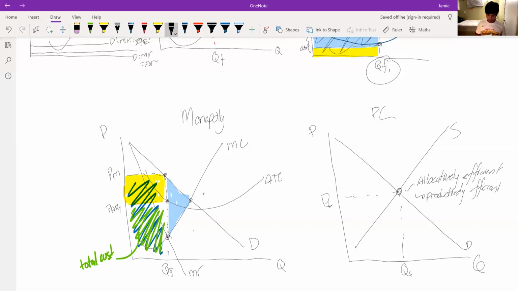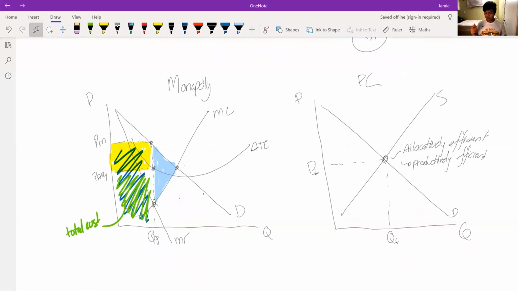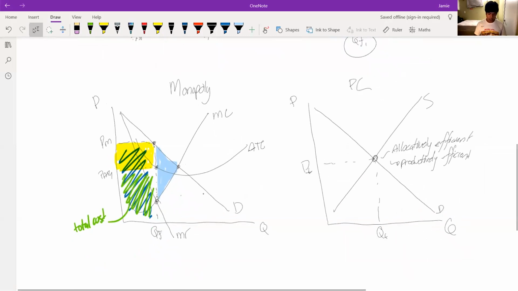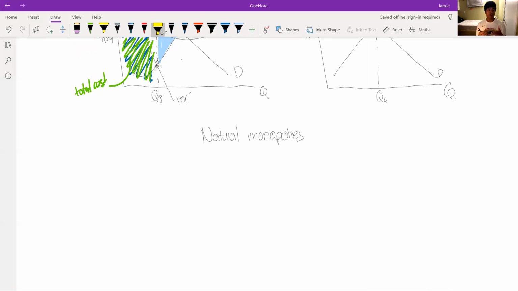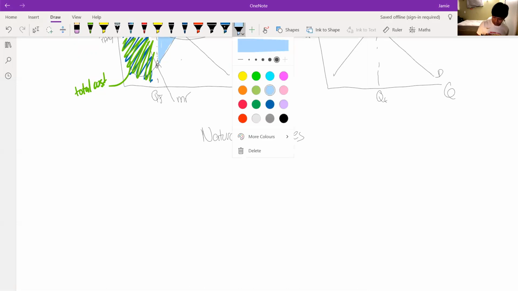So that is it for monopolies. Very straightforward. Why don't we move on to natural monopolies? It's a monopoly, but it operates in a market where it provides natural resources, like electricity, and so on.